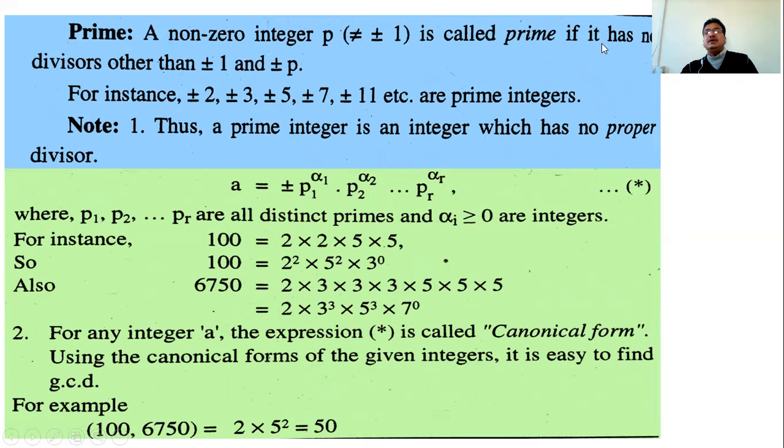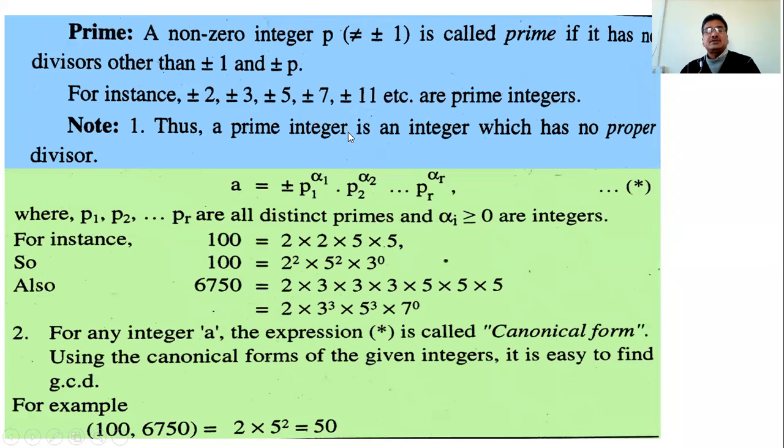It is called prime if it has no divisor other than plus minus 1 and plus minus p. That is, the numbers divisible by only itself and 1 are called prime numbers. And we know the definition of divisibility. If you find the divisors of, suppose, 7, then 1 is a divisor of 7 and 7 itself is a divisor of 7. Also minus 1 and minus 7 are divisors. That is, 7 has only divisors plus minus 1 and plus minus 7.